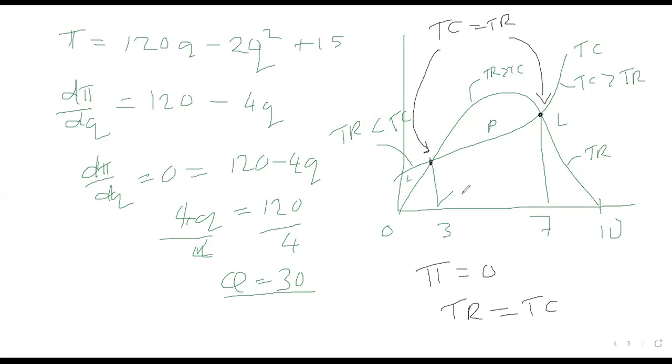So if you're advising the firm, they should produce between 3 and 7 units. Less than 3, there will be an economic loss. More than 7, there will be an economic loss as well. So profits will only be within this range.